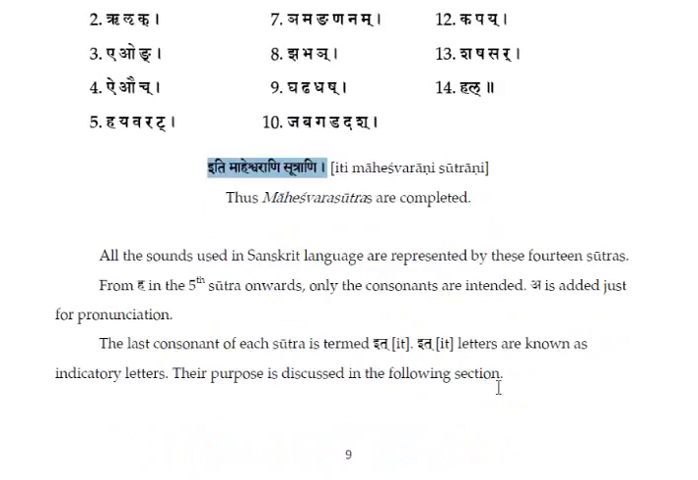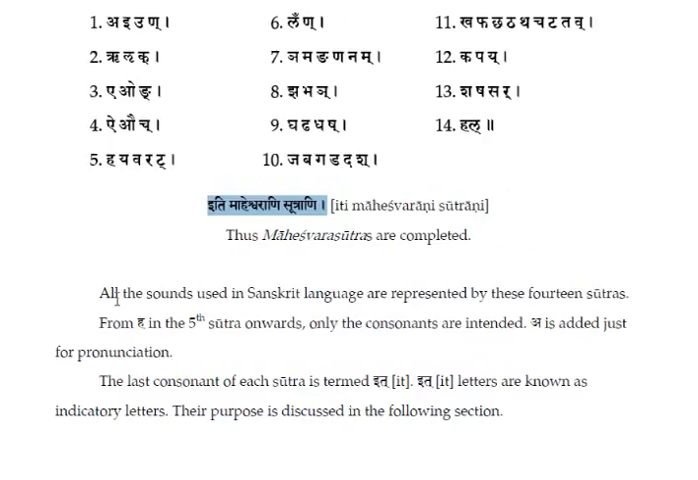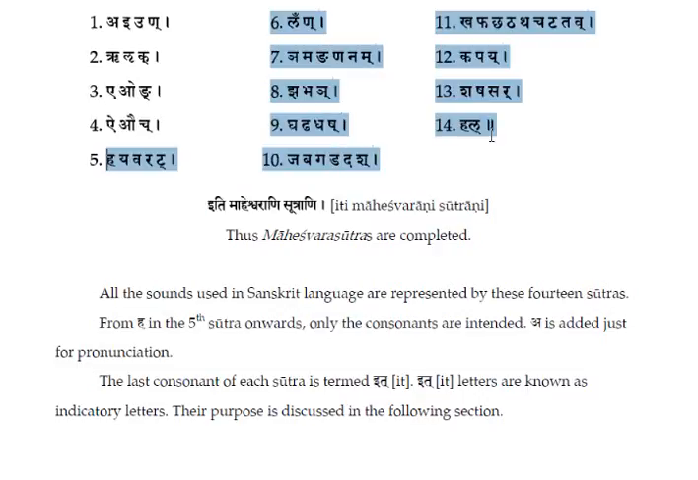Okay, I will explain. So 14 sutras. All the sounds used in the Sanskrit language are represented by these 14 sutras. From the 5th sutra onwards, only the consonants are intended. In haya varat, ha contains akara. Hakara, yakara, vakara each contain a, but this is only for the pronunciation, so a is not intended. What is intended to be told is hakara, the consonant only, all the way up to hal.